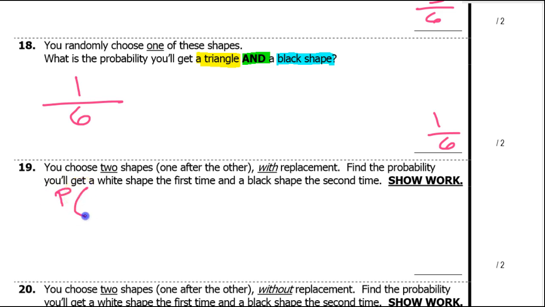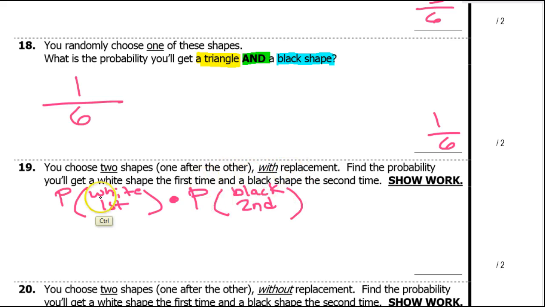So I need to find the probability of getting a white shape. So probability white first, and I'm going to multiply that times the probability of getting a black shape second. Okay, you multiply when you're doing 2 things in a row.